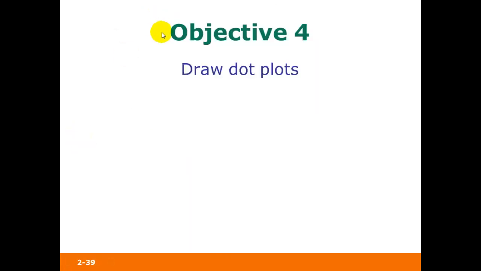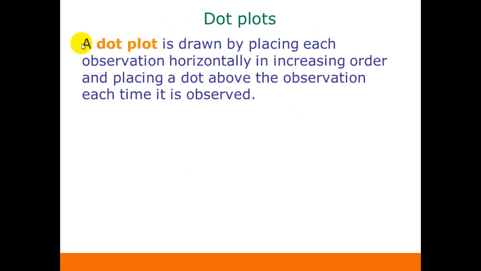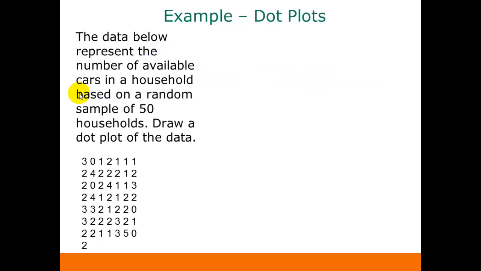Objective 4 in this section is to draw dot plots. A dot plot has each observation on the horizontal axis in increasing order, and we just place a dot above the observation for each time it's observed. Here's an example of a dot plot. We're back to our data about the number of cars in a household.